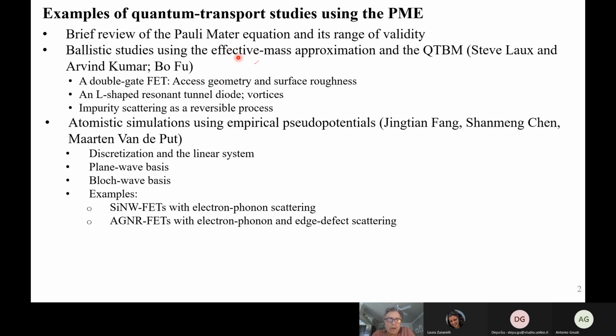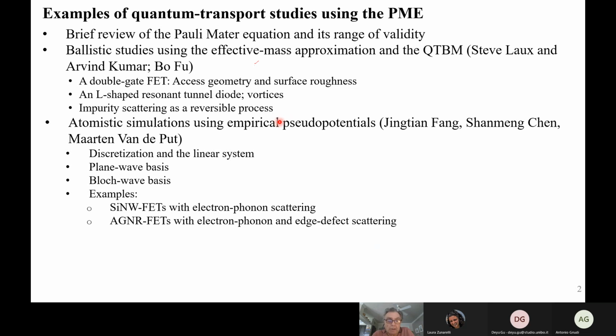One is some fun situations using a single effective mass approximation, solving the quantum transmitting boundary method that we saw a couple of lectures ago, for particular geometries which are vaguely related to technologically interesting problems. Then I will move into what you can do with atomistic simulations, which is the fashion nowadays.